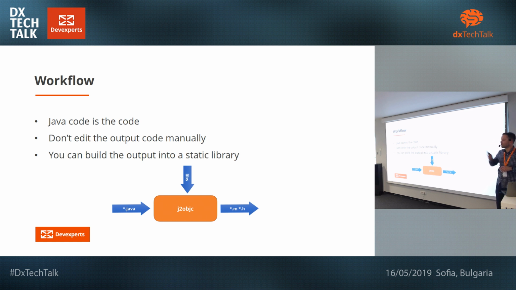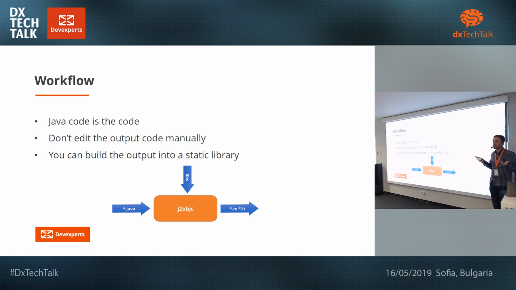So this is not how it works. The idea here is the code you are modifying manually is the Java code. If you want to change anything in your shared code, you modify Java. The Objective-C code is not extremely development friendly, and moreover, you need to make sure that this code is in sync with the Java. So the recommended approach is even to build it into a static library with some simple interface that you're just interacting with from the other parts of your application. And that's pretty much how we use it.